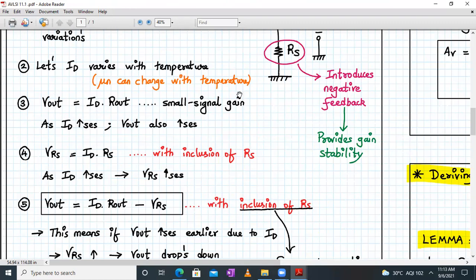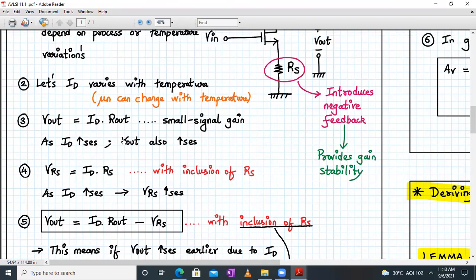That was without RS connected. Okay, just to make clear. So that time what was happening, if ID was increasing, V out was increasing. But now what happens is VRS is equal to ID times RS. So if ID increases, VRS increases.